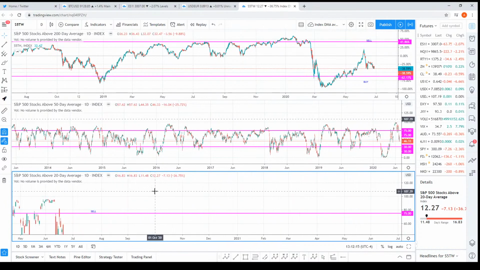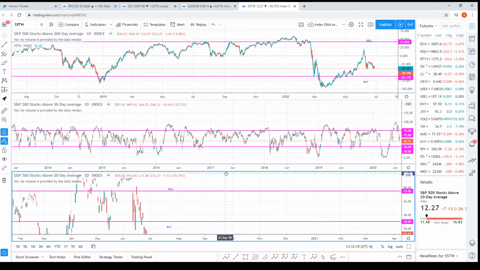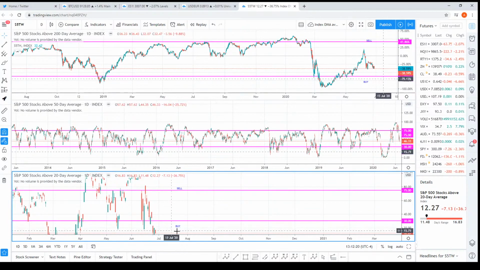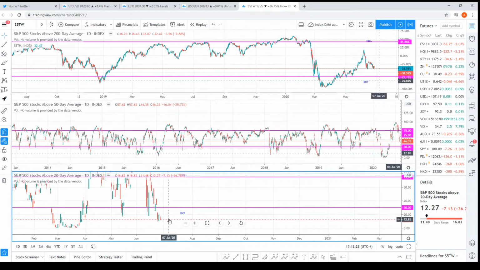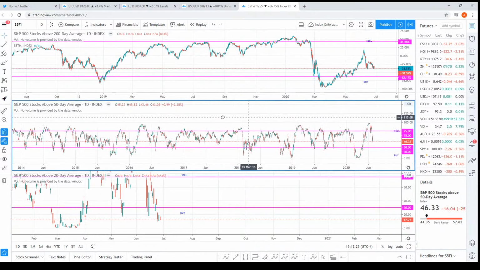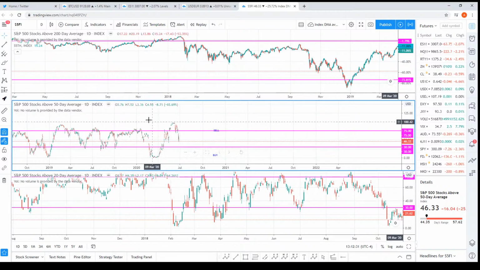So you can kind of think of this as a short-term indicator, right? So right now, below the 20-day average, it's in the buy zone. If I'm a buyer, I want to be down here. For the 50-day average, you can see that most of them have sold off and we're not yet in the buy zone, right?